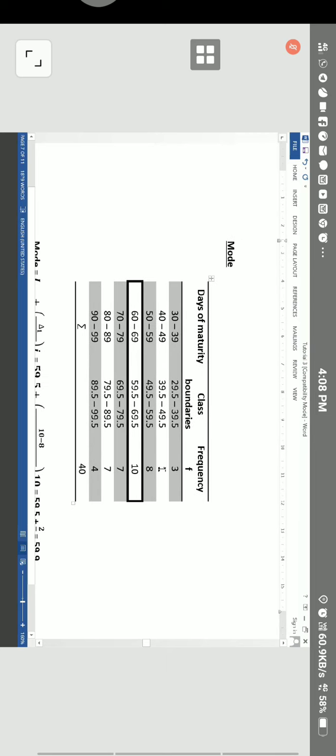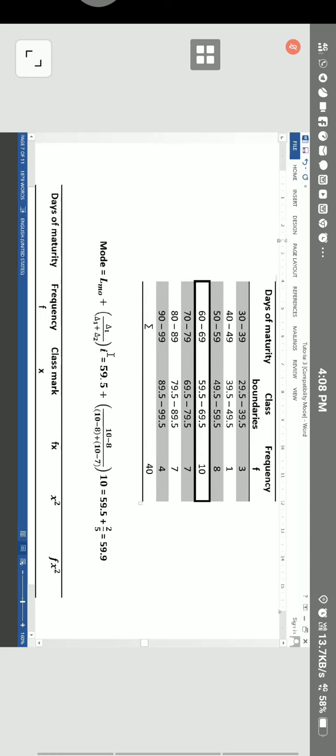Once you are sure this is your class, class number 4, you put in the formula. The formula will be the LMO plus the class before and class after. You must find the difference, not just take the numbers 8 and 7. You look at the class before and the class after the highest frequency. Here the highest frequency is 10. So 10 minus 8. Why minus 8?